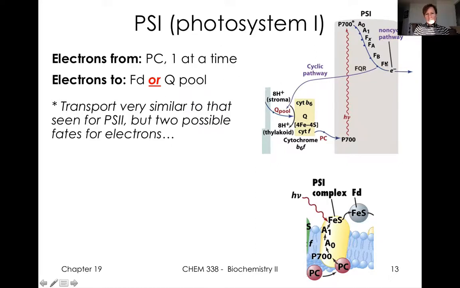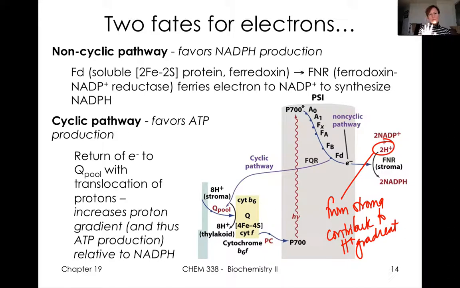So again, we're going to have ferredoxin or the Q pool, very similar here, if they go back to the Q pool, to what we see here, repeating the Q cycle. Again, that's not an option in mitochondria. We don't have the ability to go back and ride the ride again. So again, two possible fates for electrons.